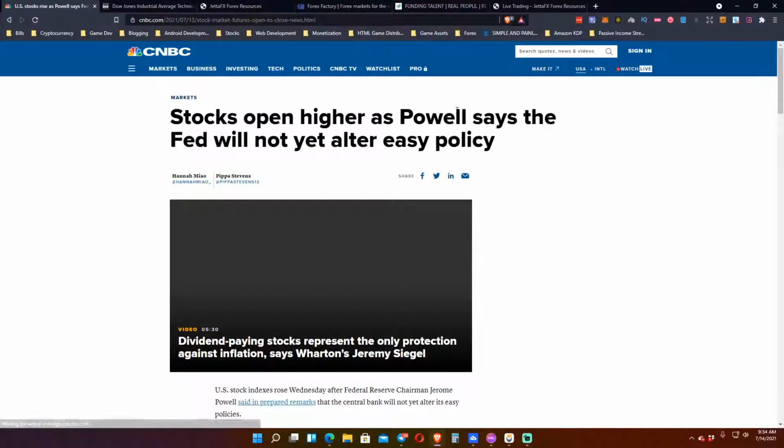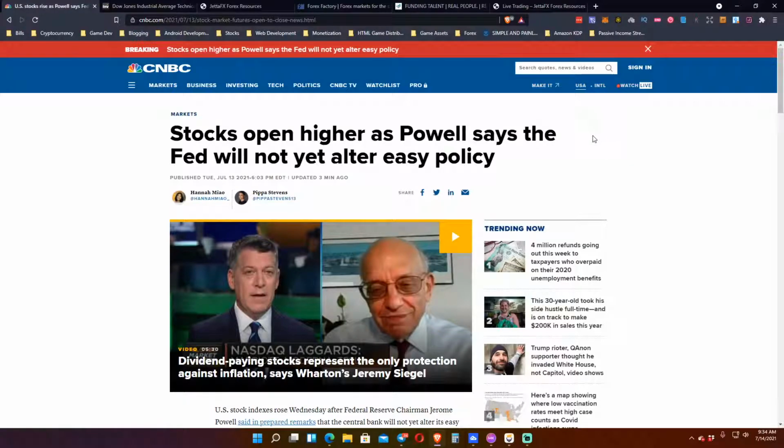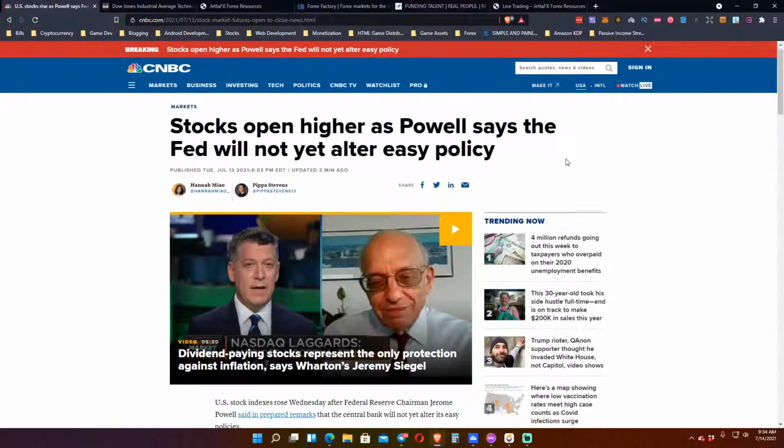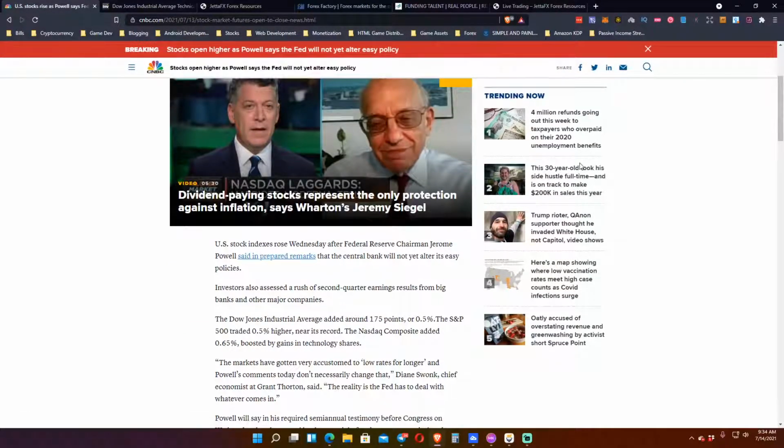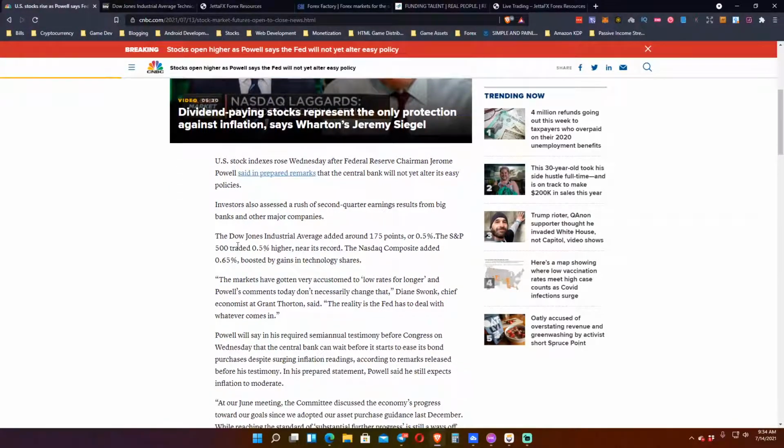All right, so we have breaking news that says stocks open higher as Powell says the Fed will not yet alter the easy policy. I read that earlier, but that was basically for the pre-market. And as you can see right here, it says the Dow Jones added 175 points, so 0.5%.